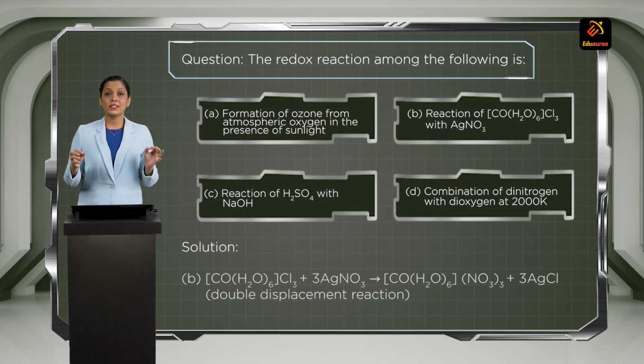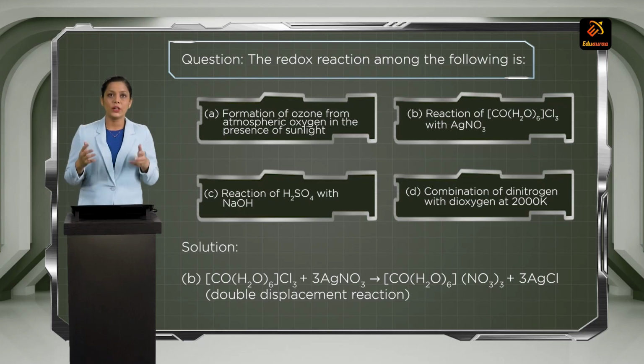Equation 2, hexa-aqua cobalt 3 chloride, which is Co(H2O)6 times Cl3, reacting with AgNO3, silver nitrate. Here the chloride ions get displaced with the nitrate ions. So the products are Co(H2O)6 times (NO3)3, which is hexa-aqua cobalt 3 nitrate, and AgCl. Students, here as well there is no change of oxidation number.